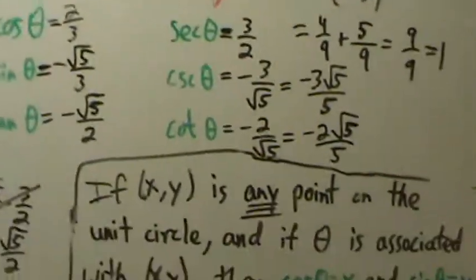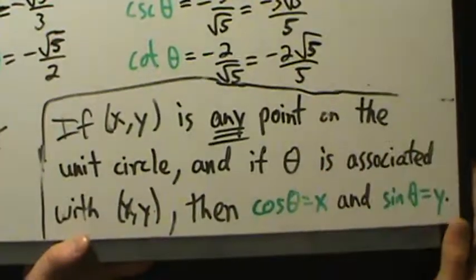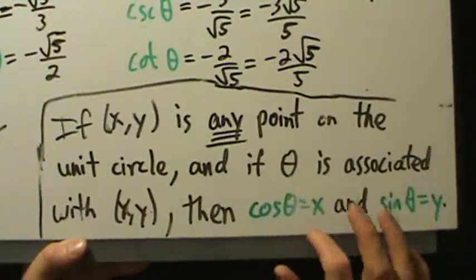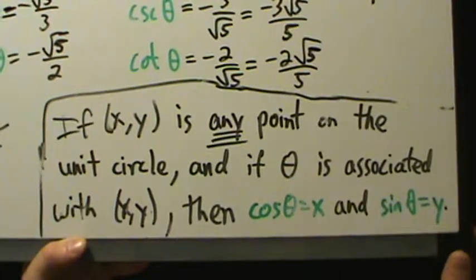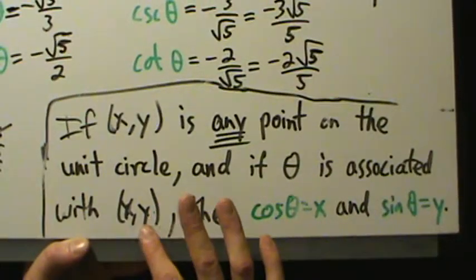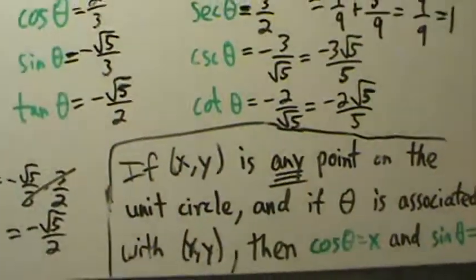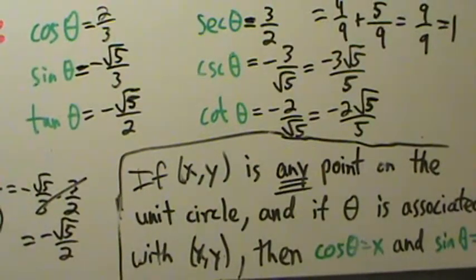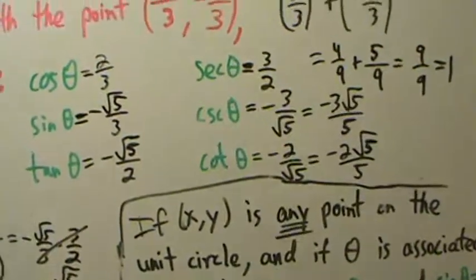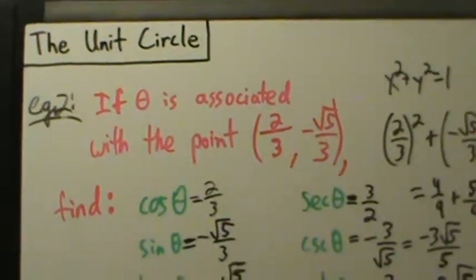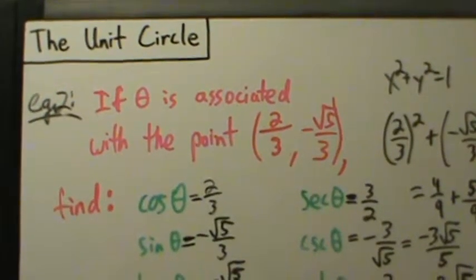So again, just remember, if x comma y is any point on the unit circle, and if theta is associated with x comma y, then cosine of theta is the x coordinate, and sine of theta is the y coordinate. And remember, associated with means the terminal side of theta goes through the point x comma y. We'll do a lot more examples in a bunch of different settings in the next few videos, and many more definitions coming up also. So that's how the unit circle relates to trig.